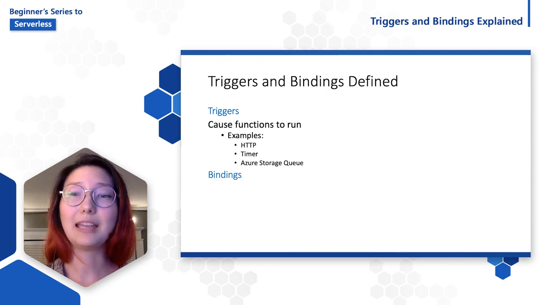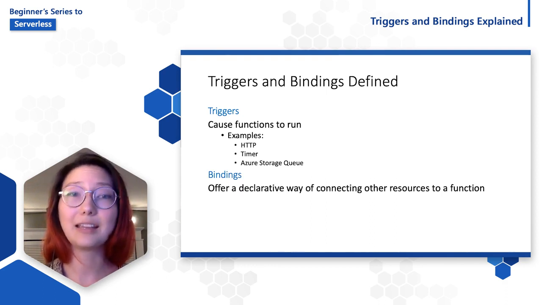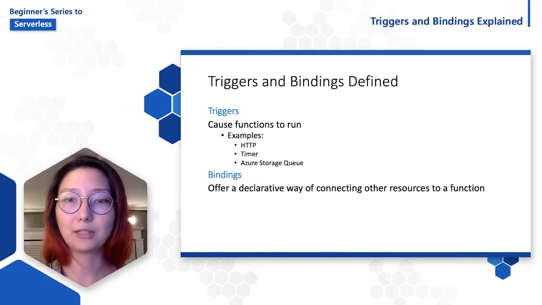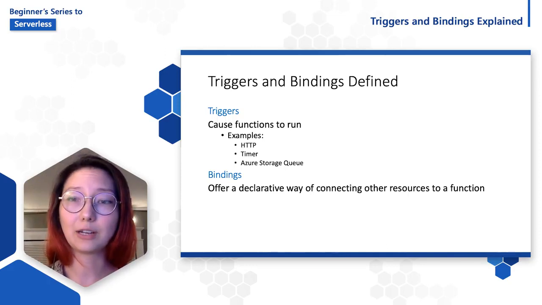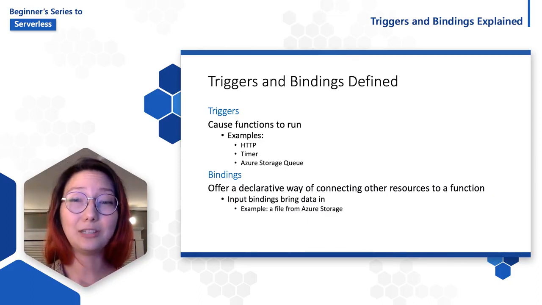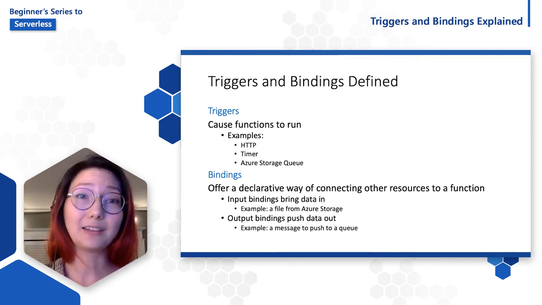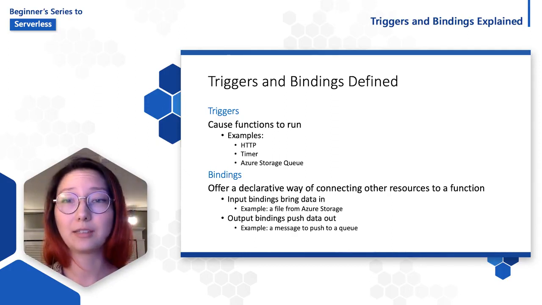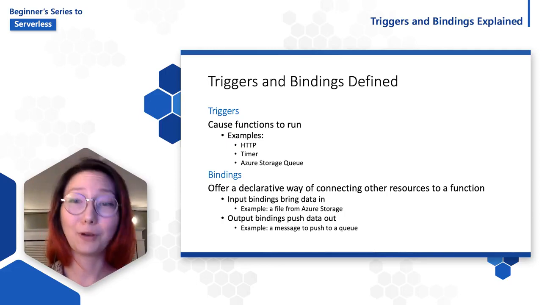Bindings offer a declarative way of connecting other resources to functions. Bindings connect to resources before and after a function executes. An input binding, which resolves before the function executes, brings in additional data for the function to work with. An output binding, which resolves after the function executes, pushes data from the function out to another resource. You don't need an input or an output binding in your function, but they can be useful.